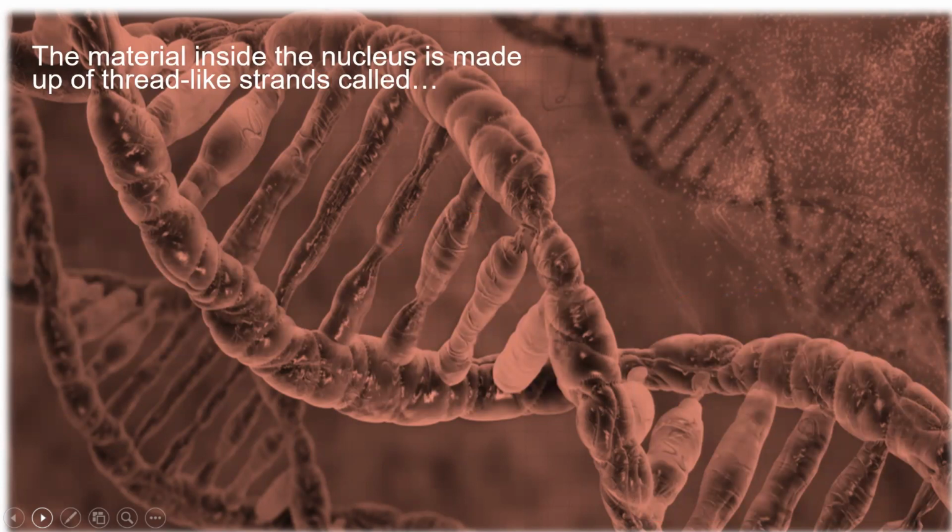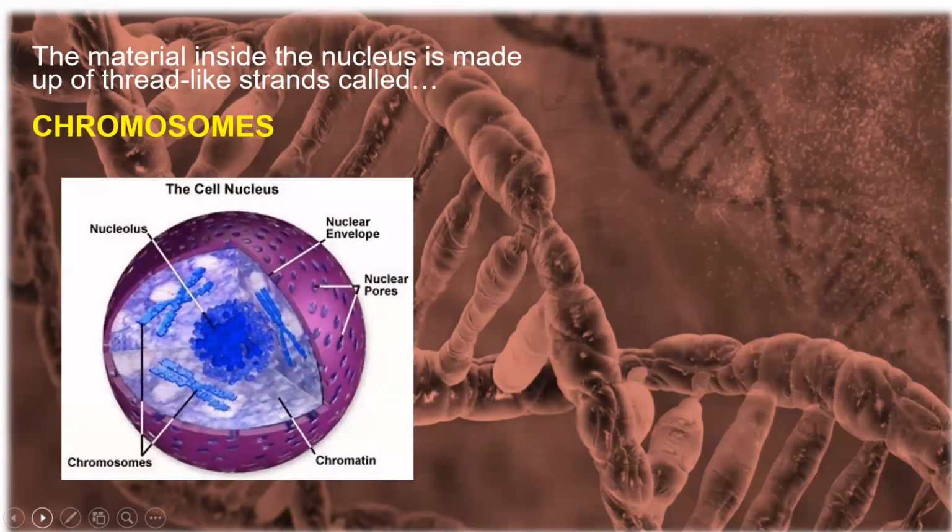The material inside the nucleus is made up of thread-like strands called chromosomes. Remember this, thread-like strands called chromosomes. The chromosomes carry information that controls the processes of life. The information about the processes of life is used to help a cell grow, thrive, and reproduce.